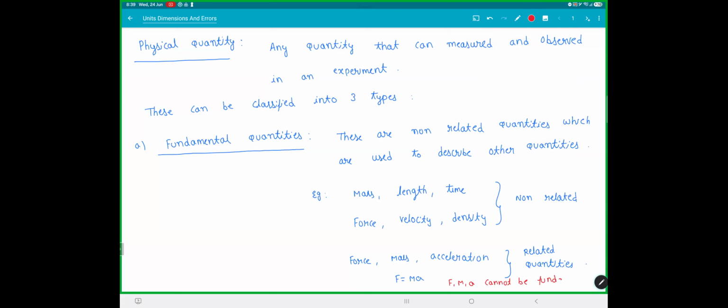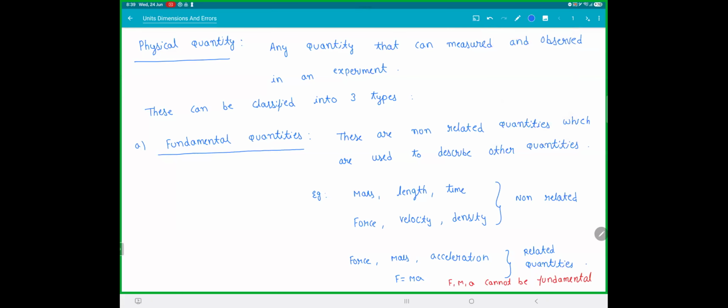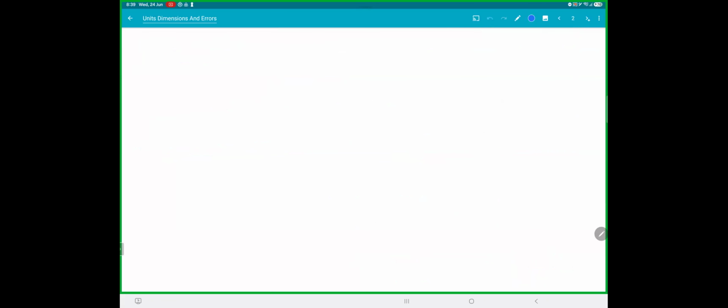So what is this fundamental? Nothing. People are just trying to create fundamental quantities with which you can explain everything. So this is something which we have created. Initially people took mass, length, and time, and then they realized these three things are not sufficient to explain everything. So we actually have 7 fundamental quantities.